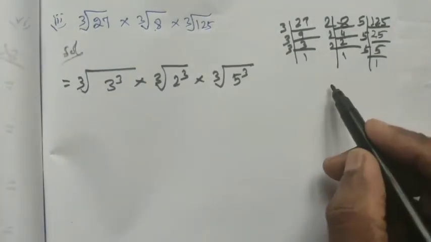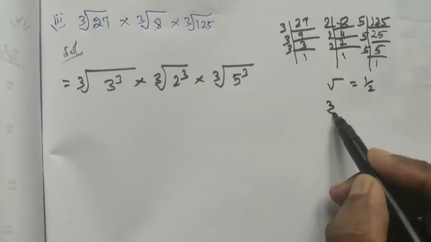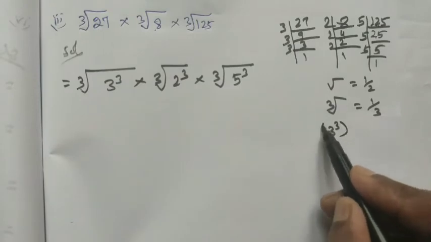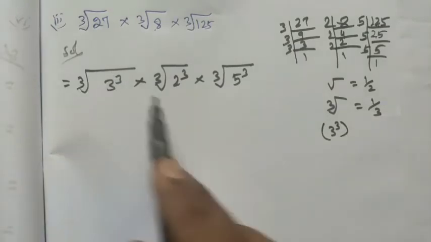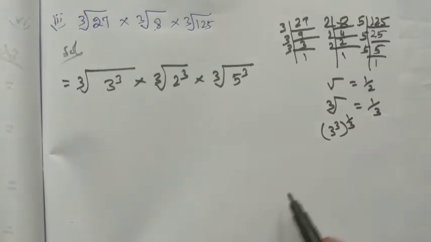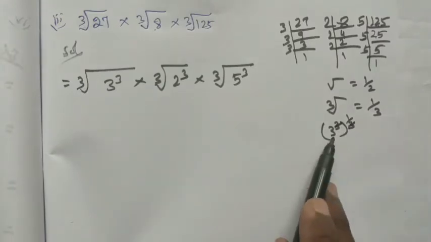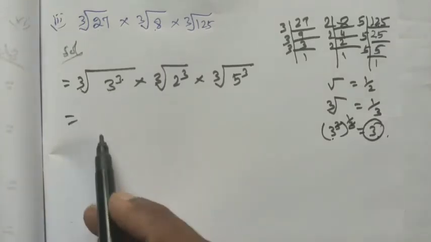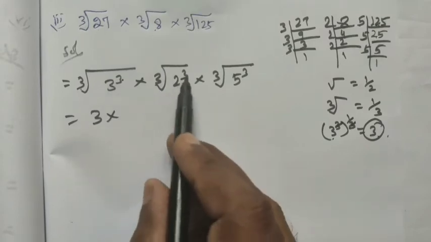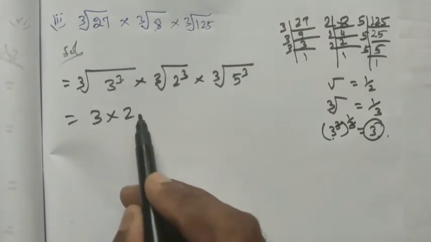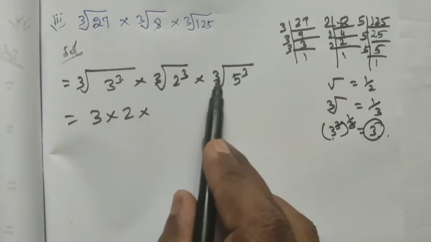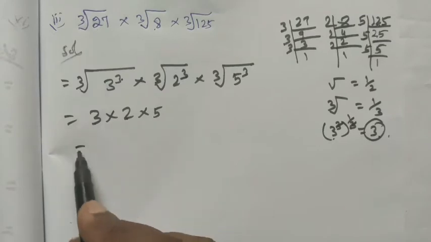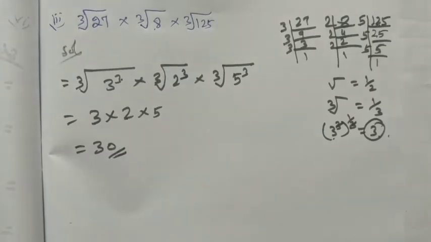Here square root means the power is 1 by 2. The cube root is equal to 1 by 3. If you convert 3 power 3, for this cube root I take 1 by 3 power, then the 3s will be cancelled, and we get only 3. In this format, 3 into cube root, the 3s cancel, we get 2, and the 3s cancel, we get 5. 2 3s are 6, 6 5s are 30 is the answer.